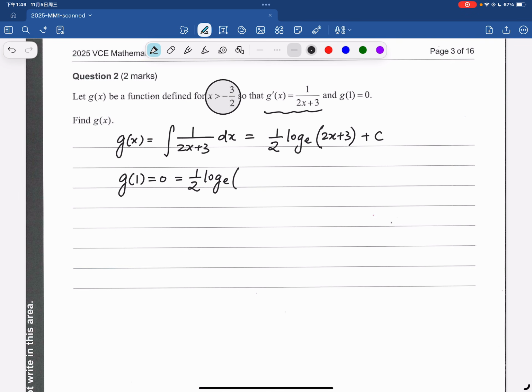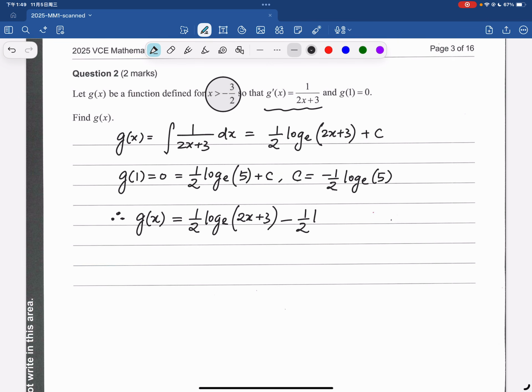When you sub in 1, you get a half log e of 2 plus 3, that's 5, plus c. So c is actually negative half log e of 5. Don't forget to specify g of x as a rule here. That is a half log e of 2x plus 3, take away half log e of 5. Or you can combine that. I'll put some equivalent forms here.